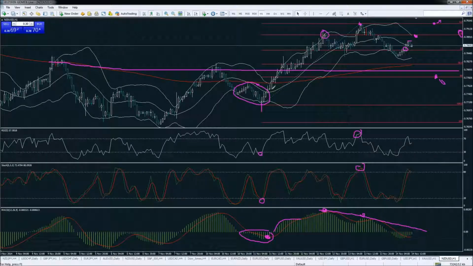And if you're a little more conservative as a trader, you can use the Bollinger Bands and the moving average to confirm that it's breaking out of this short-term sideways range.